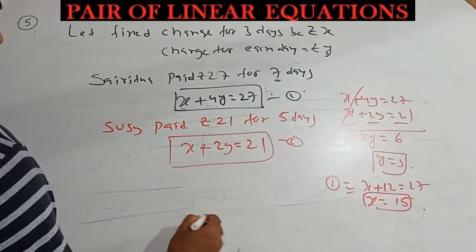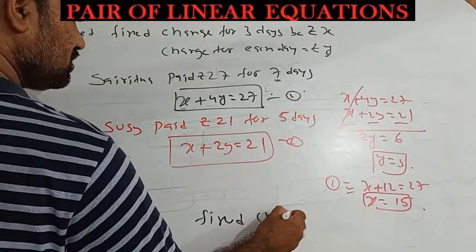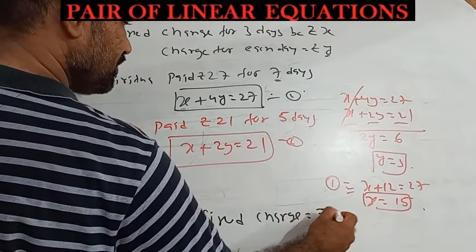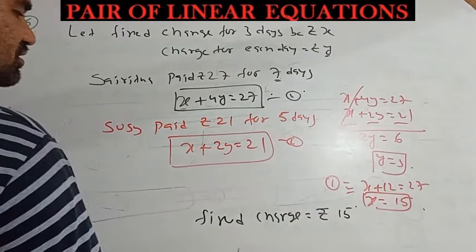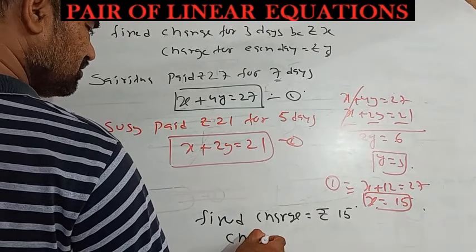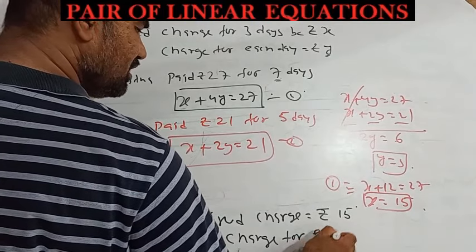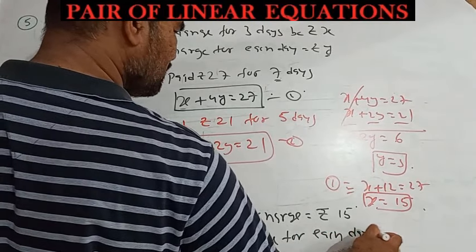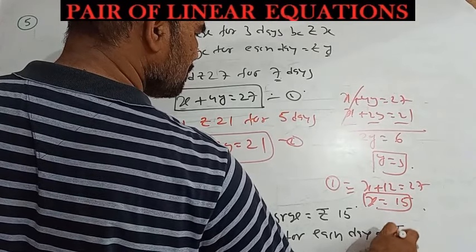You should write: fixed charge equal to rupees 15. Charge for each day, meaning after the 3 days, equal to 15 rupees. Sorry, 3 rupees. Rupees 3.